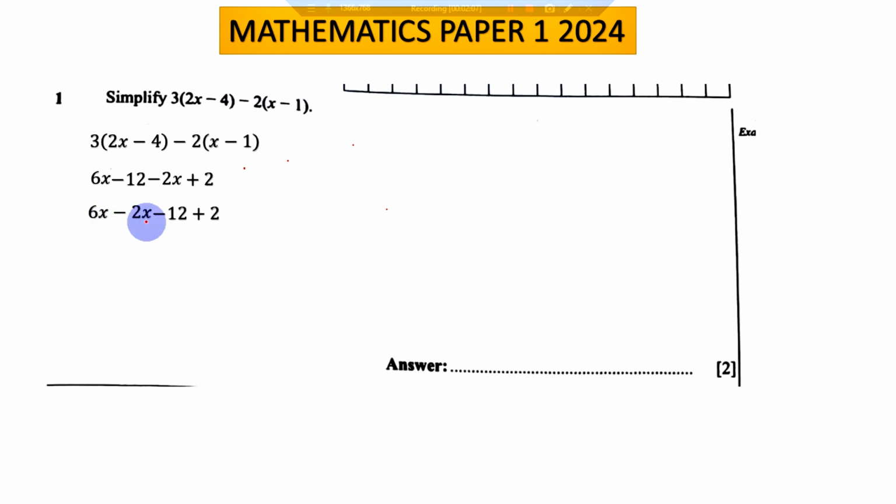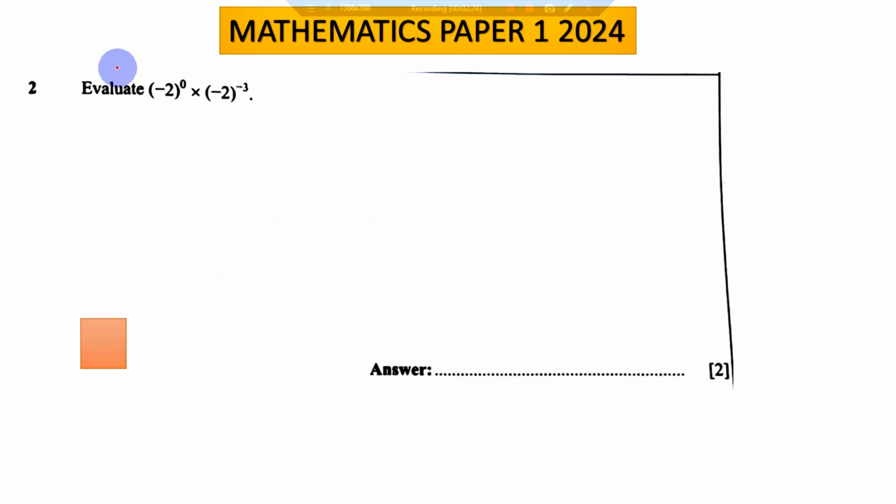So 6x minus 2x, what do we have? Okay, good. We have 4x, and then -12 plus 2. Different signs there. We need to subtract and maintain the sign of the bigger number. So the final answer is 4x minus 10.